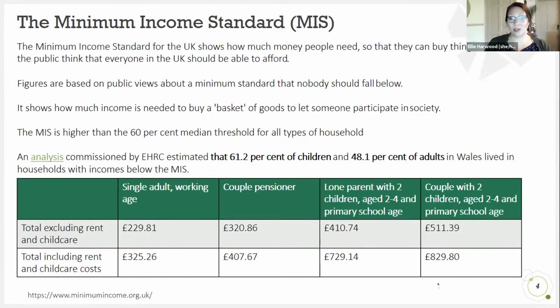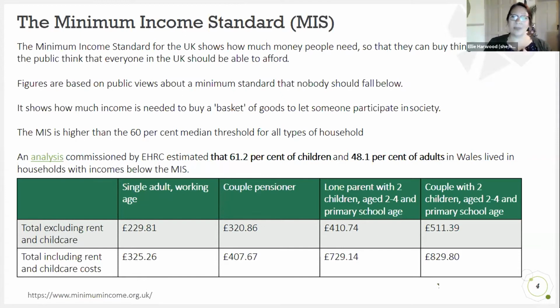So almost two thirds of children and nearly half of adults have incomes below the MIS. And this fact would not go away in an independent Wales. We would still have to accept that because of the cost of goods and services and the incomes available to people through work and through benefits, it's very unlikely that everyone will be enjoying a good standard of living that helps them live with dignity, fulfil their potential and keeps them healthy.